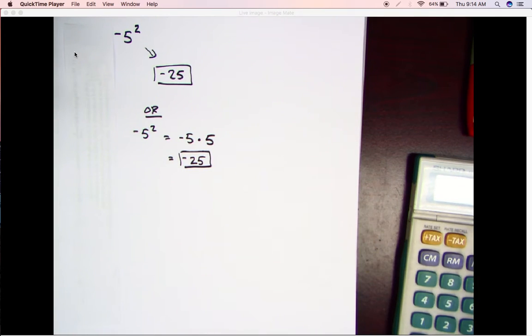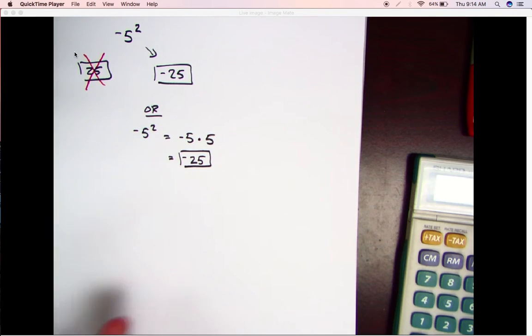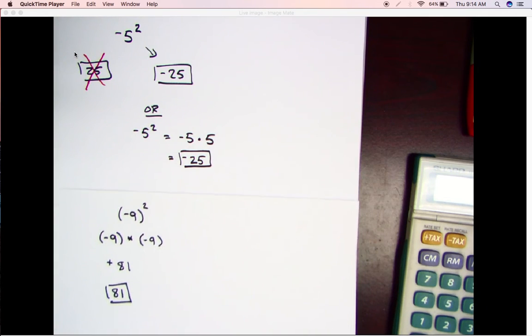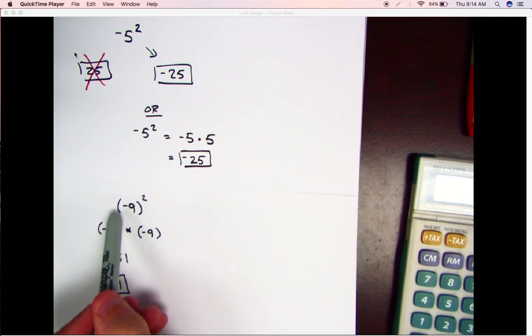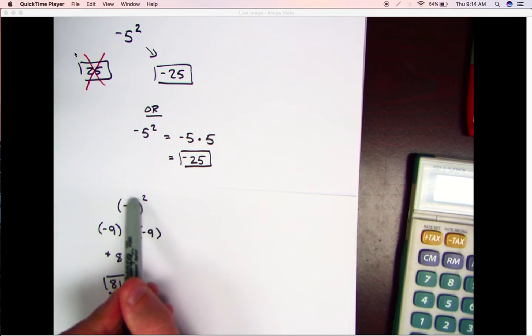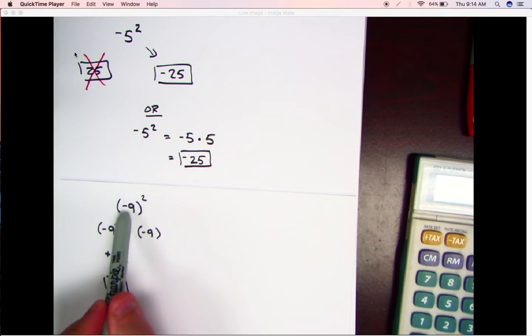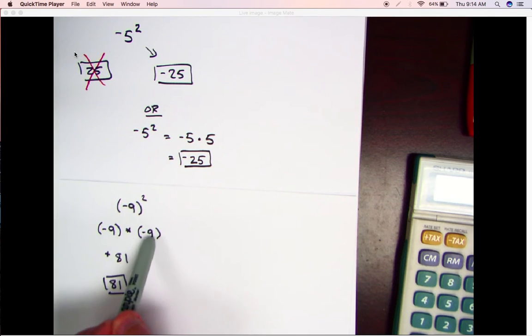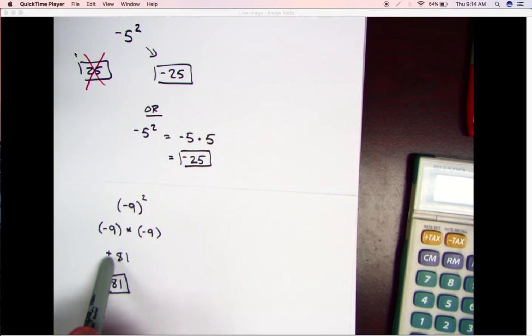Now, like I said earlier, the difference between this problem and the one we just did has to deal with the parentheses. The parentheses makes the difference. Like I said, this square applies to everything inside this parentheses, so it applies to also that negative sign. So that's why we take the negative sign and we multiply it by itself 2 times. And then a negative times negative is positive.